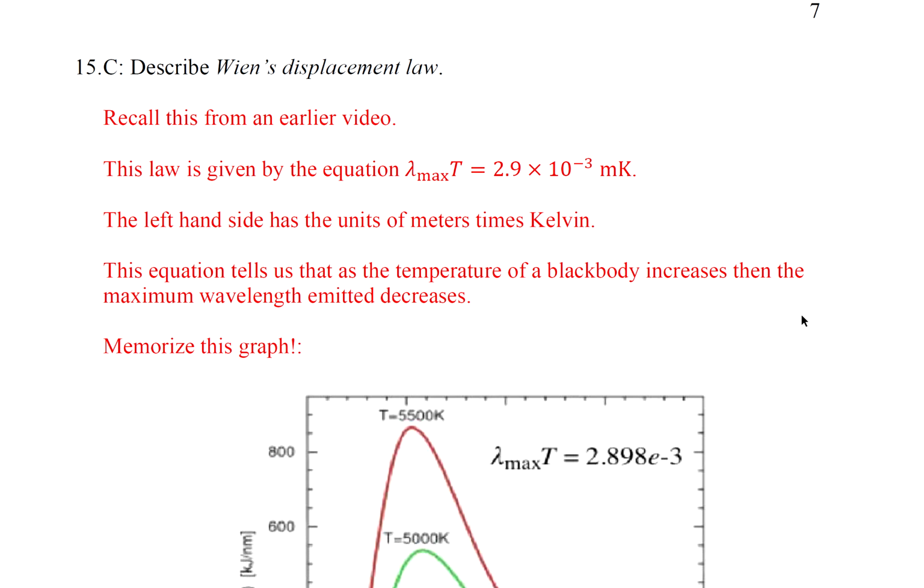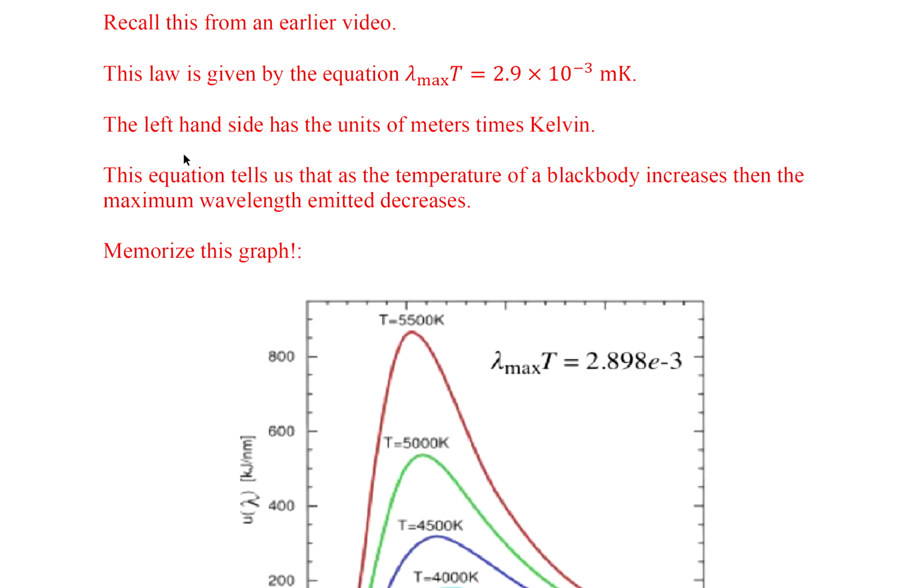Question 15. Describe Wien's displacement law. Recall this from an earlier video. Lambda max T equals 2.9 times 10 to the minus 3 meters Kelvin. Why are the units meters Kelvin on the right side? Because the units are meters Kelvin on the left side.